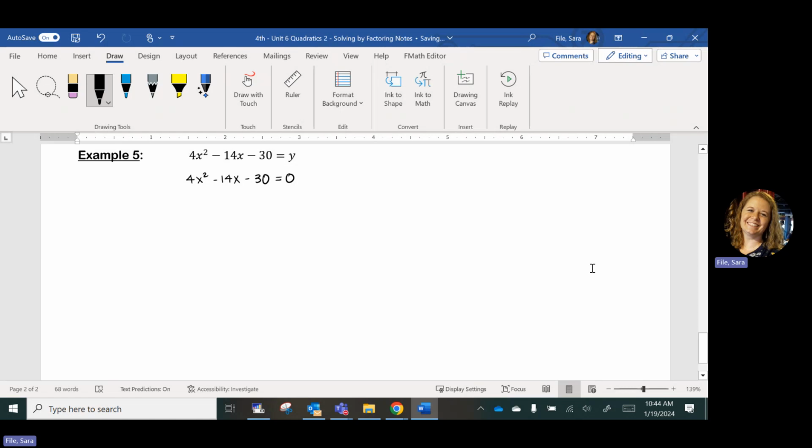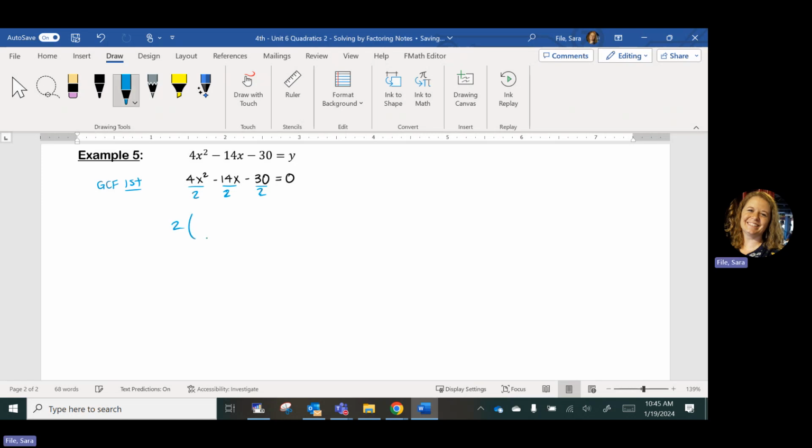Now, in the last one, A was not 1, and there was no GCF to pull out. Here, A is not 1, but is there a GCF I can pull out to reduce the size of these numbers I'm dealing with? All of those are divisible by what? All divisible by 2. So I'm going to go ahead and pull out my GCF of 2. I always am going to do GCF first if possible. So all of these are divisible by 2.